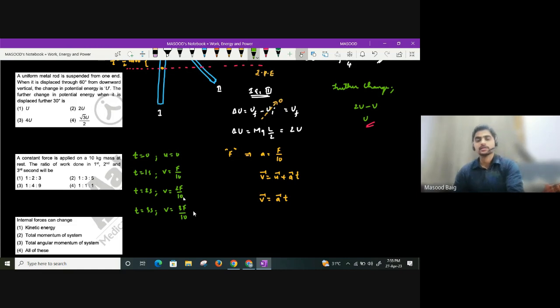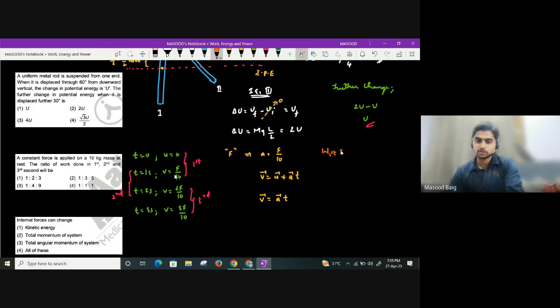They're asking the ratio of work done, right? This is our first second, from 0 to 1. In the same manner, from 1 to 2 will be the second second, and from 2 to 3 will be the third second. What I can do again, work done by all forces will be equal to the change in kinetic energy. Work energy theorem will apply, guys. So what will I get as work done in the first second?